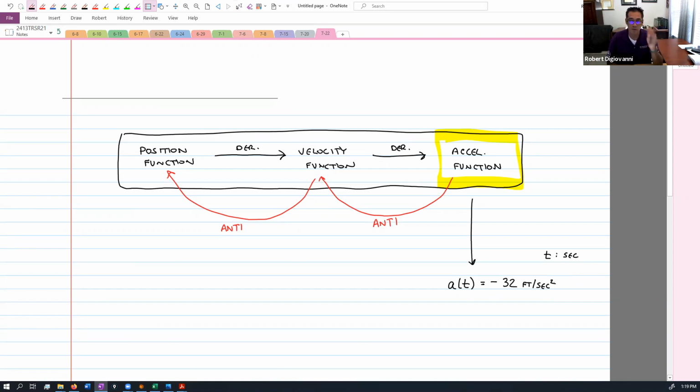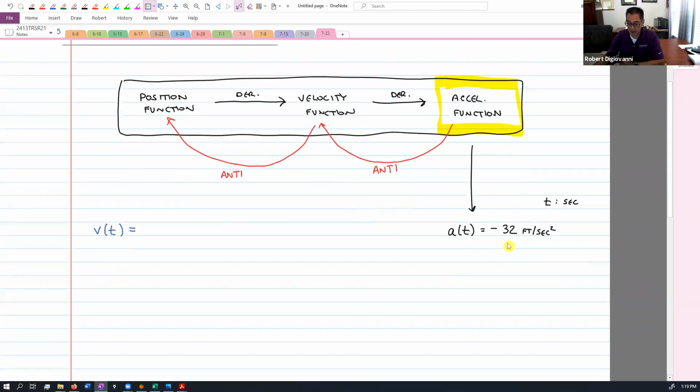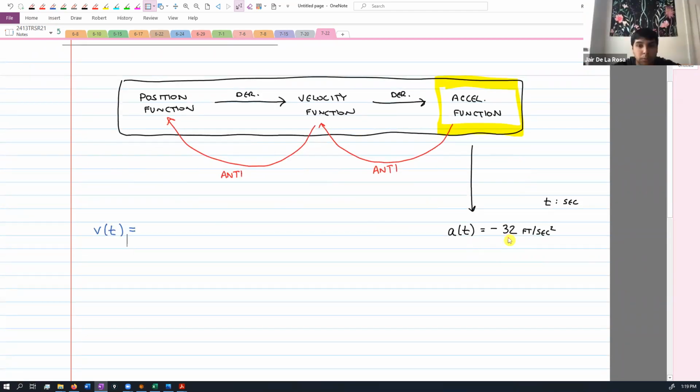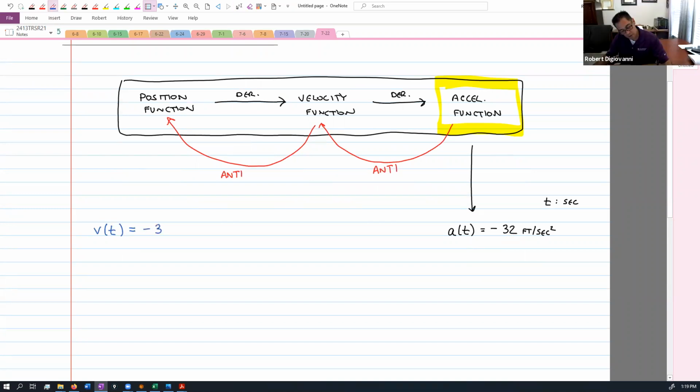Just a conversion. Now, tell me about the velocity function. What can you say about the velocity function? The velocity at any point in time should be equal to what? Well, what's the antiderivative of this? Negative 32 t, we're going to use t because our variable here is time, plus c, right?